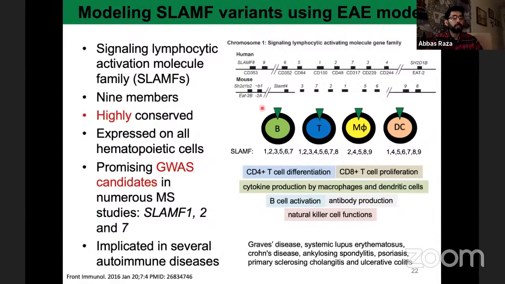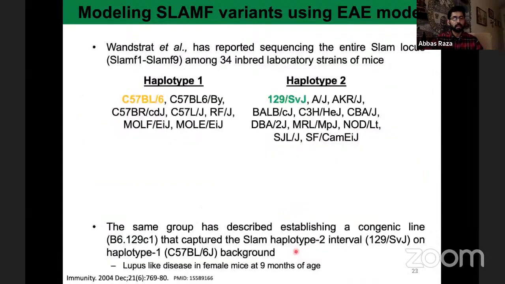And importantly, these SLAM family members came up as possible GWAS candidates in MS studies. So SLAMF 1, 2, and 7 were predicted in 3 GWAS studies that I know of so far. And not only that, it is also implicated in other autoimmune diseases like lupus, and I just listed a couple of them. So we thought this is an interesting family of genes that we need to verify. Are these really the causal loci in MS or not? So we looked around to see, is there a way to model this in the mouse?